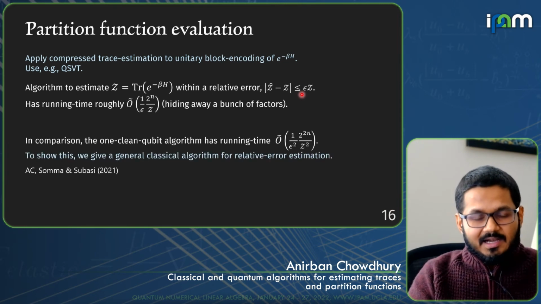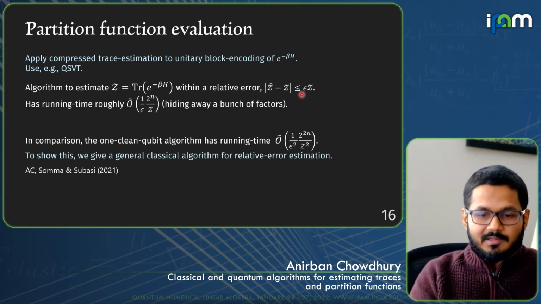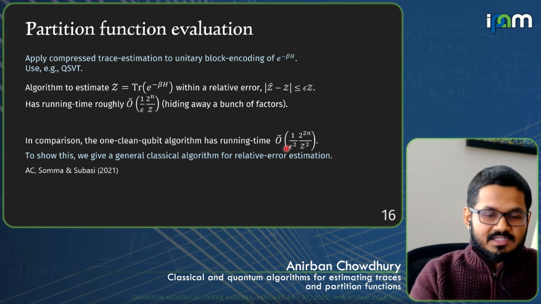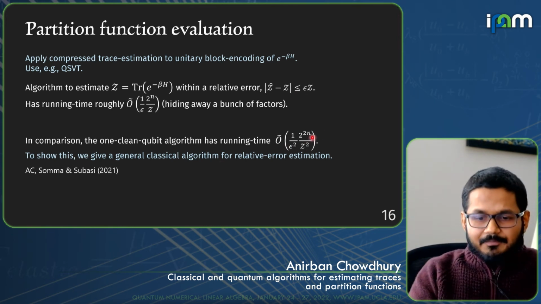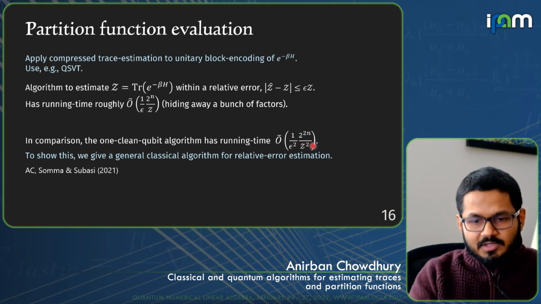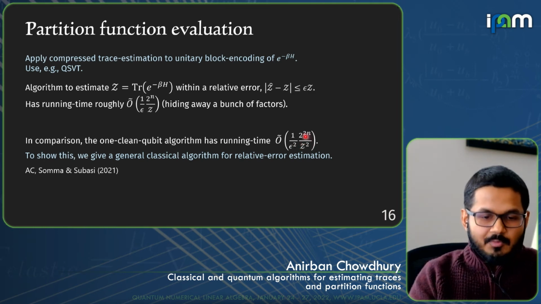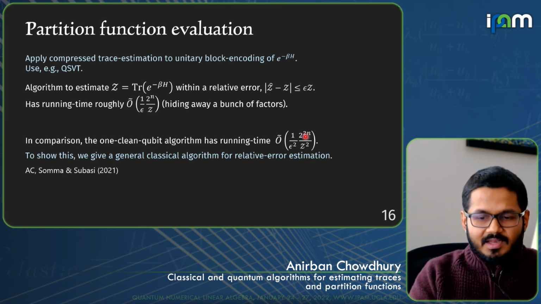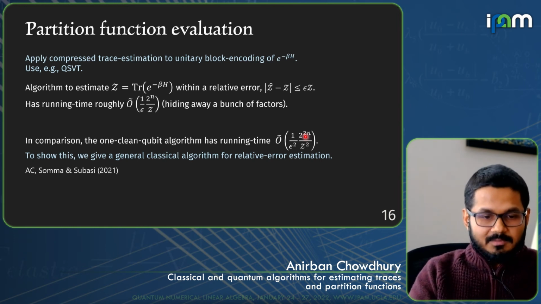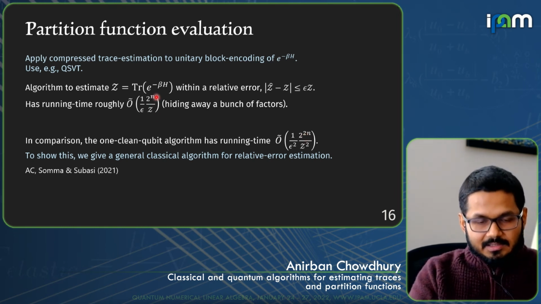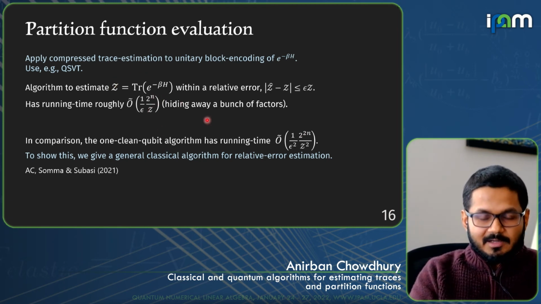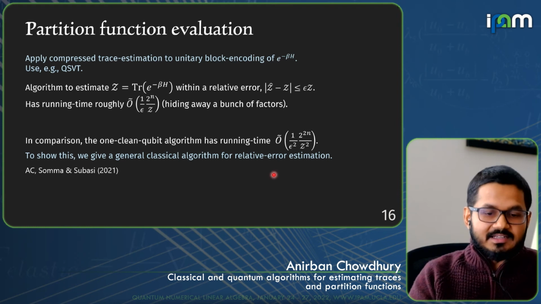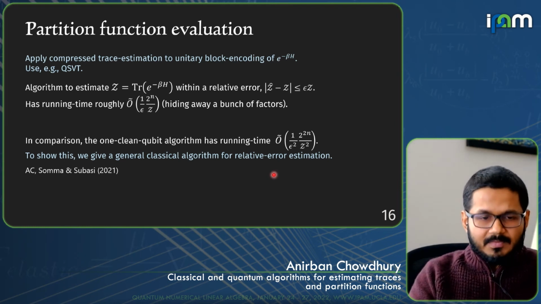Now, just in comparison, I talked about this algorithm in this one-clean-qubit model. This would have a running time that's roughly quadratically worse, again, hiding away a bunch of factors. And one thing I want to mention is that to show that this DQC1, this one-clean-qubit algorithm, can give you a relative error estimation, we have to invent some general classical techniques for relative error estimates, which can be of probably independent interest. So if you're interested, please ask me about that later. So this is just to contrast these two quantum algorithms. And again, having this fully coherent quantum setup gives you an overall roughly quadratic or polynomial advantage.